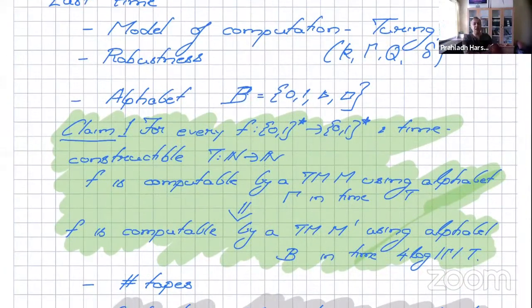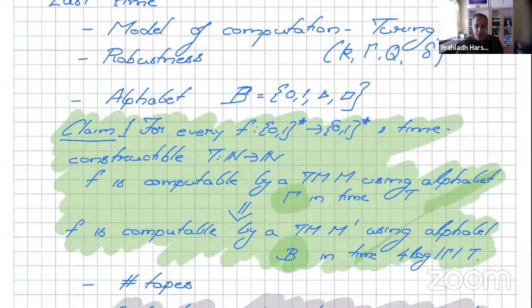If there's any function f which is computable by a Turing machine M in a time constructible time T, but the Turing machine uses some alphabet gamma, possibly very large, you can, without loss of generality, convert the Turing machine from M to another M prime. M works over the alphabet gamma, whereas M prime works over the alphabet B. So if f is computable by Turing machine M using alphabet gamma in time T, then there's another Turing machine M prime so that f is computable by M prime over alphabet B.